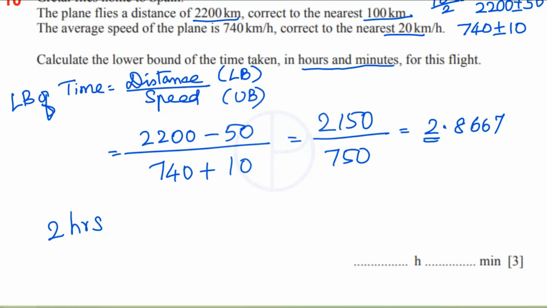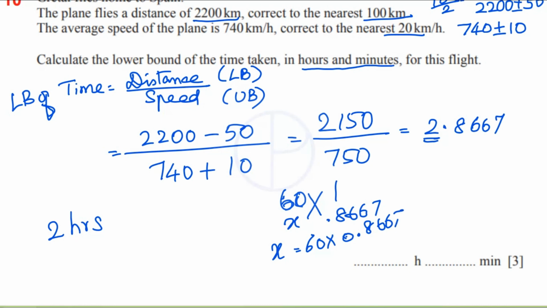So how to calculate the minutes? 60 minutes is 1 hour. 0.86667 is how many minutes? 60 multiplied by 0.86667, which is equal to 52. So 52 minutes. 2 hours 52 minutes.